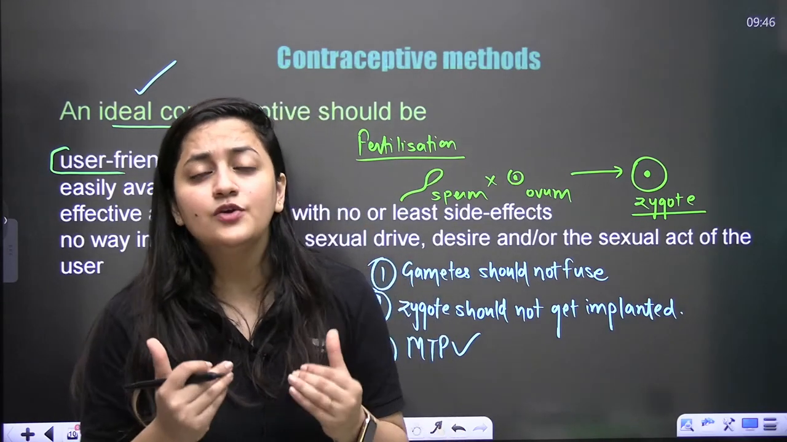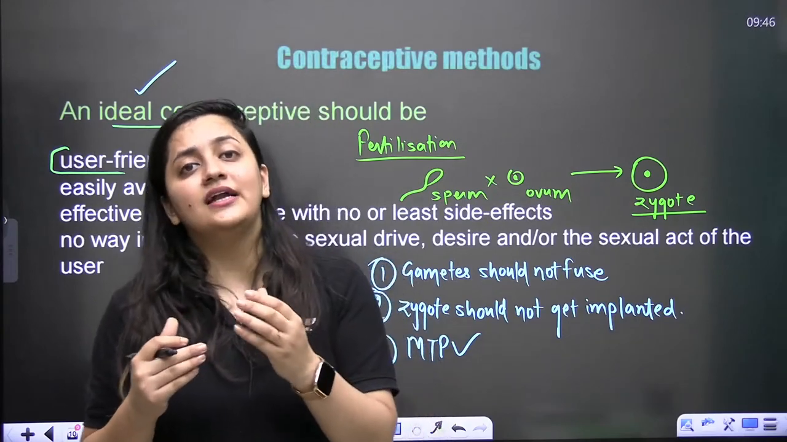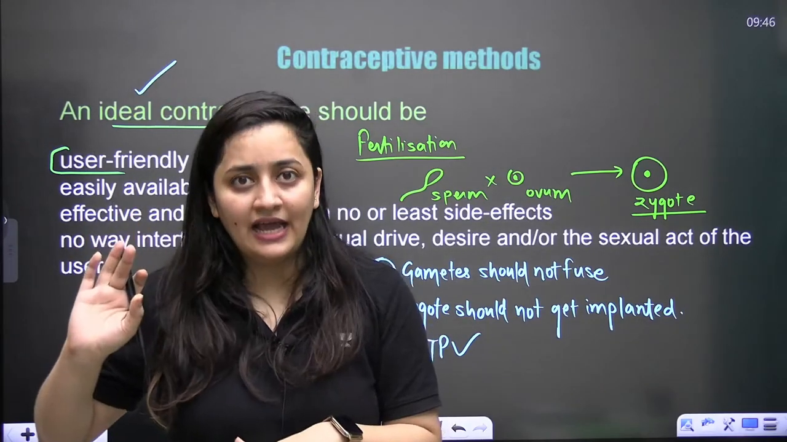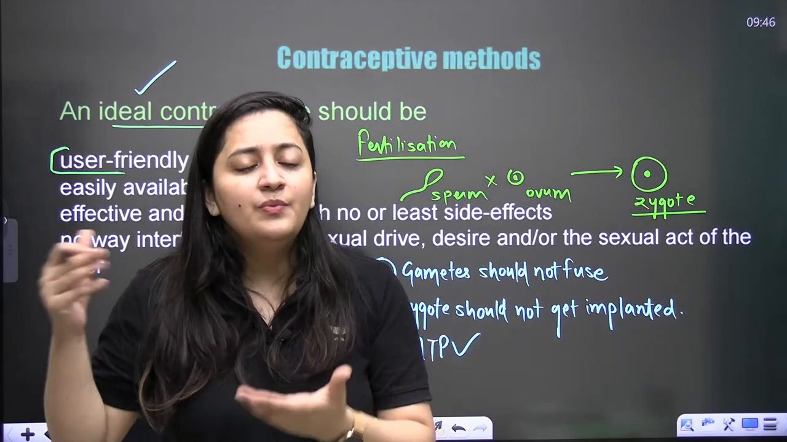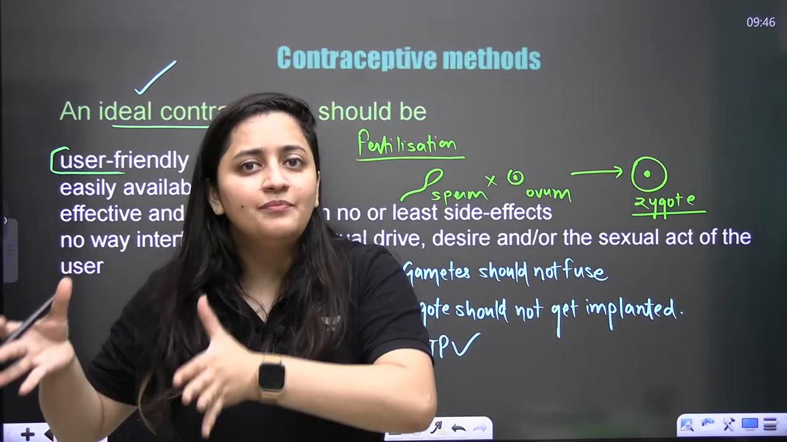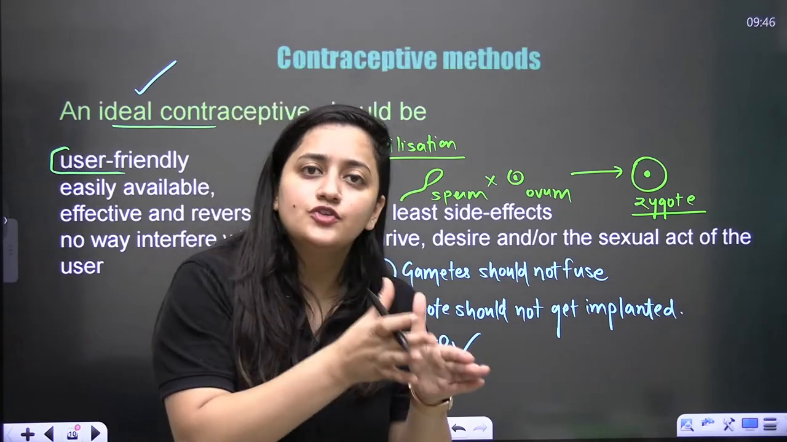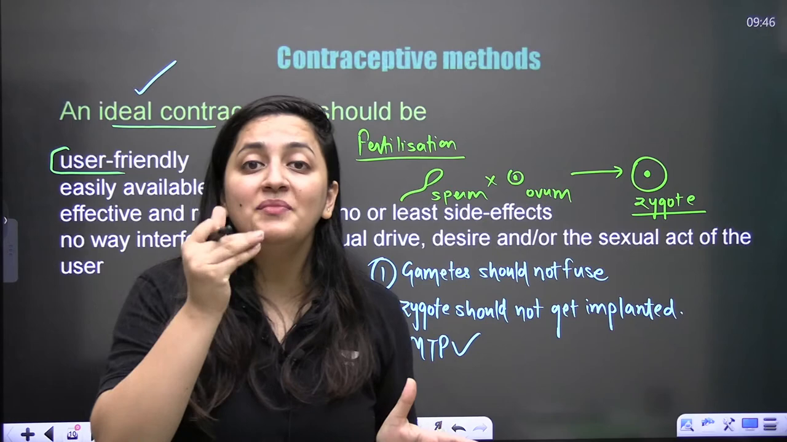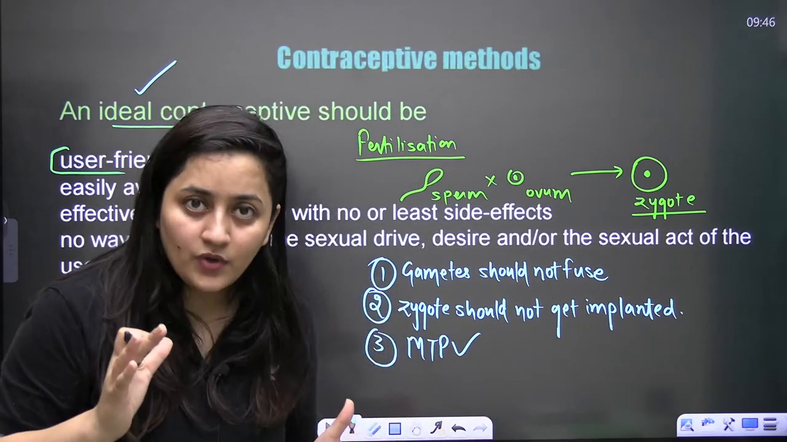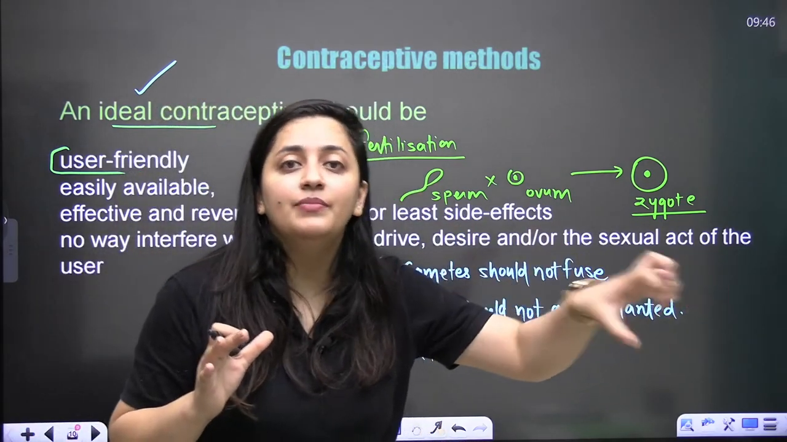In India, you cannot say that the literacy rate is very high. Not everyone is educated. Many people are not. So the contraceptive method should be designed in such a way that everyone can use it. It should be user friendly, not very expensive, and easily available.